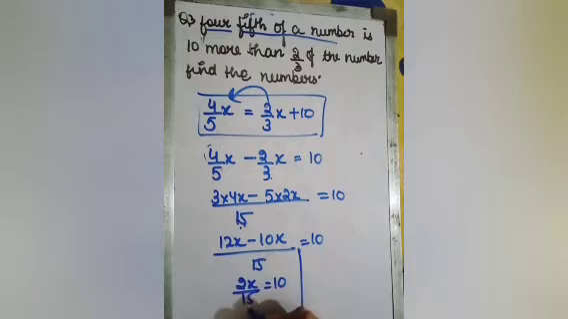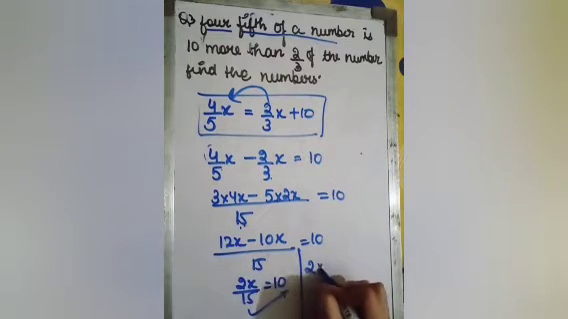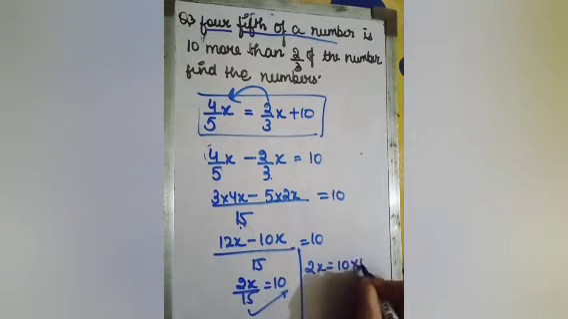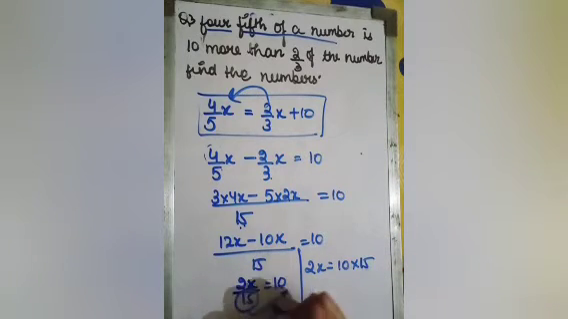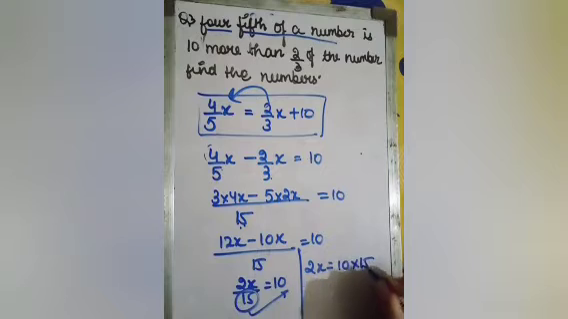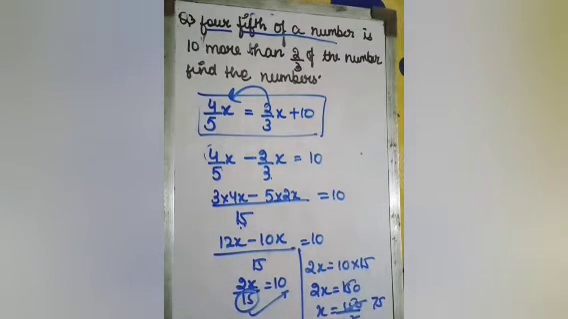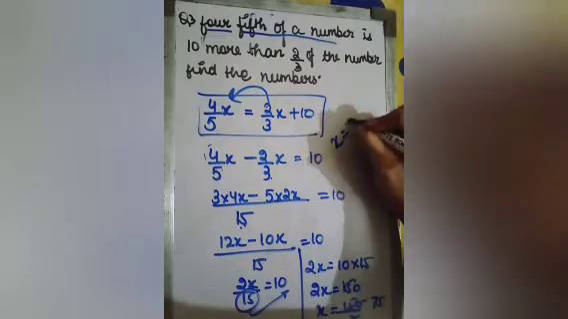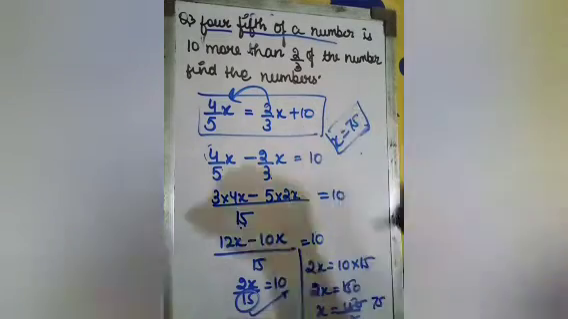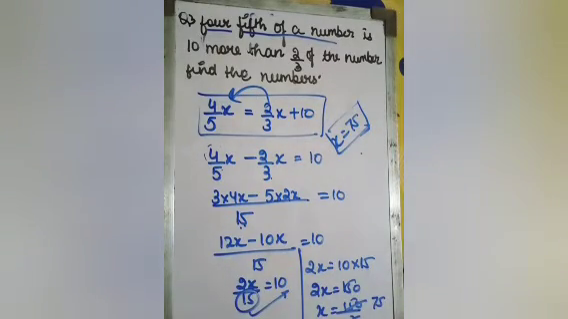Now we will send this 15 on this side. It will be 2x equals 10 into 15. What was 15 before? It was in division. This 15 is in division. When it goes to the other side of the equal to sign, it will be in multiplication. 2x equals 150. Then x equals 150 upon 2. It will be 75. So what is the value of x? x equals 75. The number is 75.